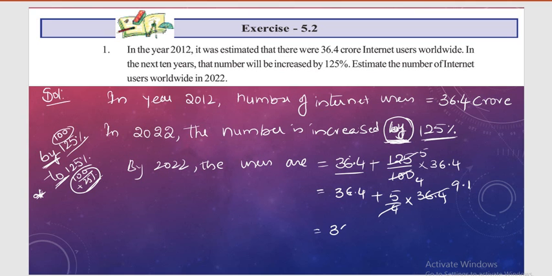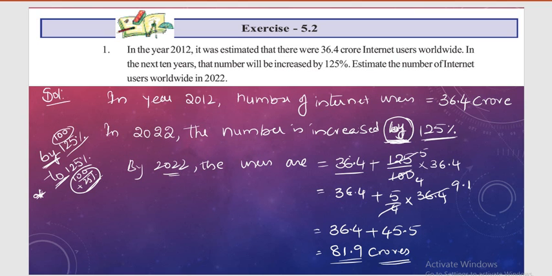From this I can write it as 36.4 plus 5 into 9.1. So 5 nines are 45, 5 ones are 5. From this 0.4 plus 0.5 is 0.9. So 6 plus 5 is 11, 1 will be carried, 4 plus 3 is 7, 8. So 81.9 crore people will be using the internet after 10 years. That means by 2022 the users of the internet will become 81.9 crore people, right?